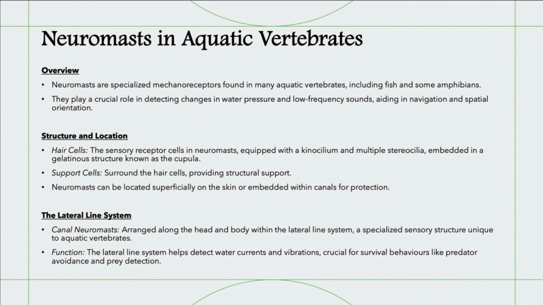So the canal neuromasts are arranged along the head and the body within the lateral line system. And the lateral line system basically allows the fish to detect water currents and vibrations, and they need this in order to realize whether there is a predator near them or not.